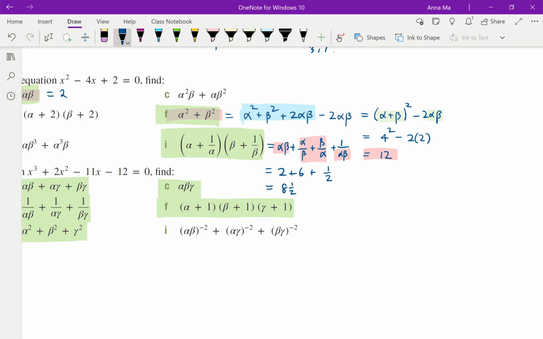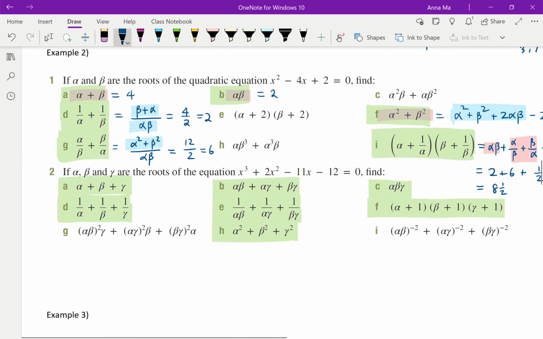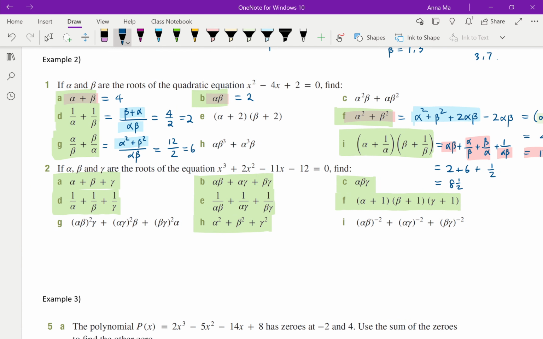So sometimes your previous parts are going to help you answer the next parts. So for question 2, you can try it in your own time. You should be able to search these answers on Cambridge. So you can either do that, or if you send me an email, I can send you the solutions. I'll send you a screenshot.